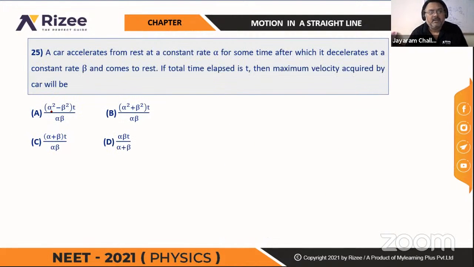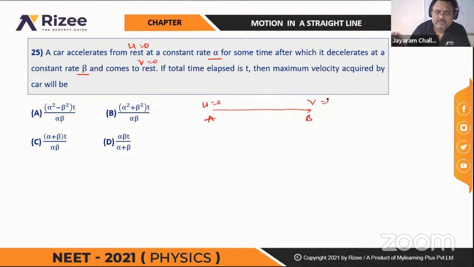Next one: a car accelerates from rest. That means initial velocity u is equal to 0, at a constant rate alpha. Acceleration here is given for time t1, after which it decelerates at a constant rate beta. Final velocity is also zero. The total time lapse is t. That means at the initial point a, velocity is equal to zero, and at the final point b, final velocity is also zero. But there are two intervals, where it is accelerating here with alpha and decelerating here. So let me take this point as c, and the time for this one is t1, and this is t2.